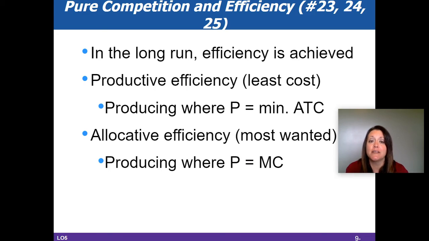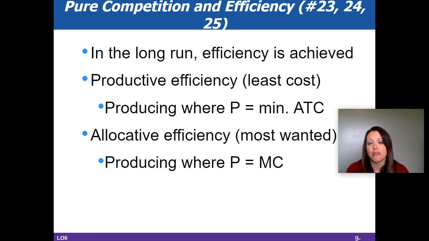So you figure out the best method, the best resources, the best capital, and you are operating at the least cost situation. That happens where your price is equal to your minimum average total cost. And remember, that happens in the long run. Those are two of the curves that intersect.